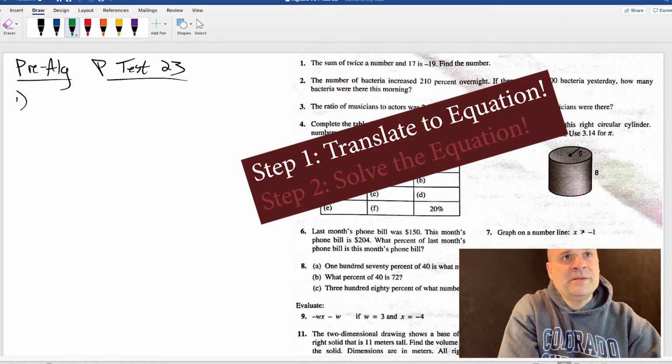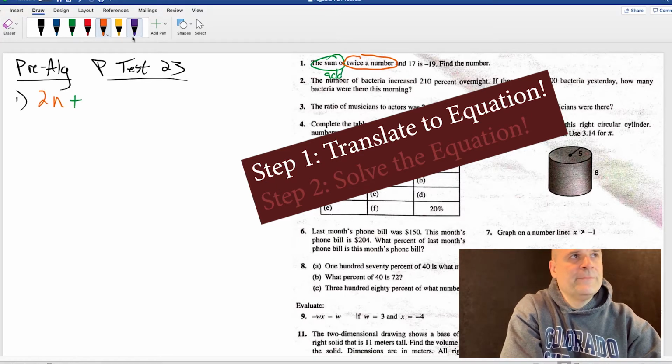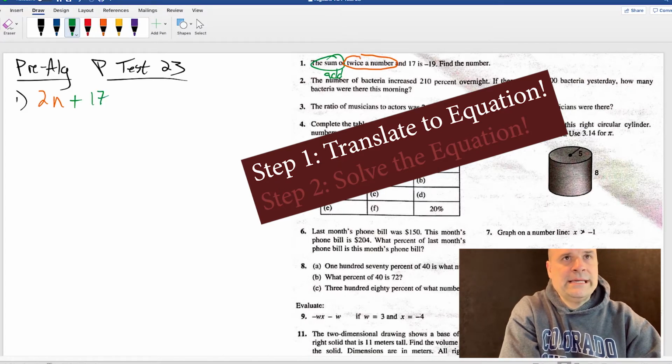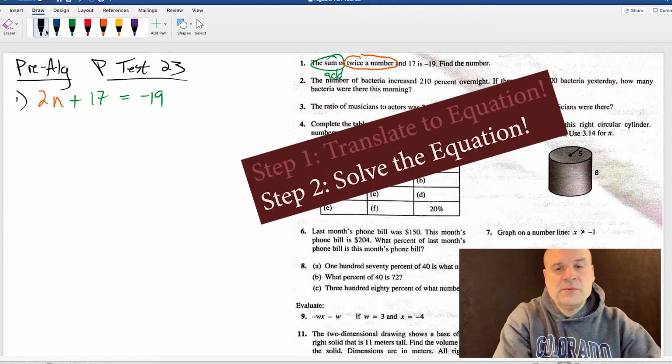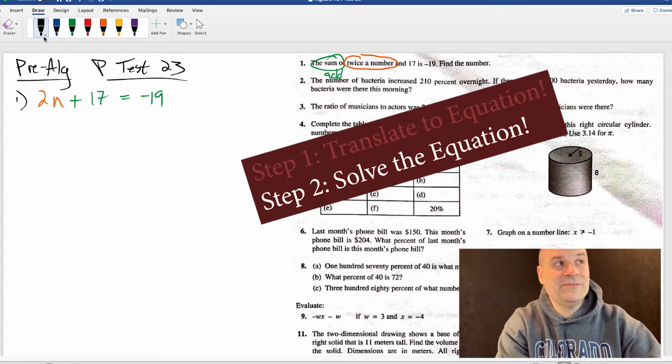So sum means addition, and twice a number means times 2, so we're going to add something here. Twice a number just means 2n. And then and 17 is, how do you say is? Equals negative 19. So now we're going to solve. Remember, when you're solving equations, you want to get the variable by itself.